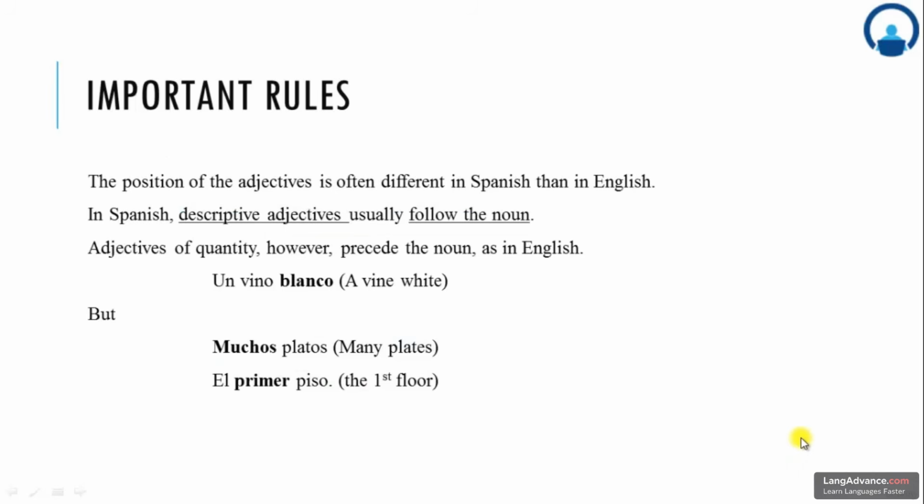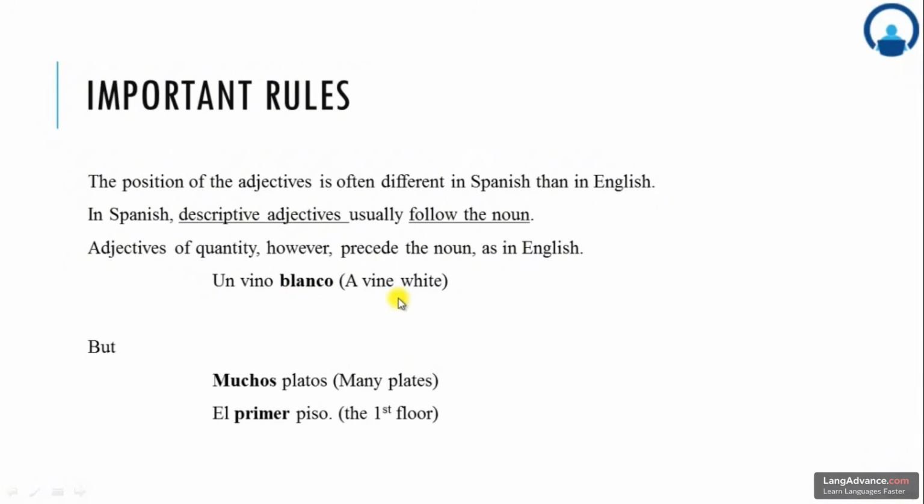We'll go through some more important rules. The position of the adjectives is often different in Spanish than in English. We have already seen that descriptive adjectives usually follow the noun. That means, for example, un vino blanco. If we translate it literally, it becomes a wine white. But in Spanish, it will be read as a white wine and not a wine white. So this rule we have already seen before.